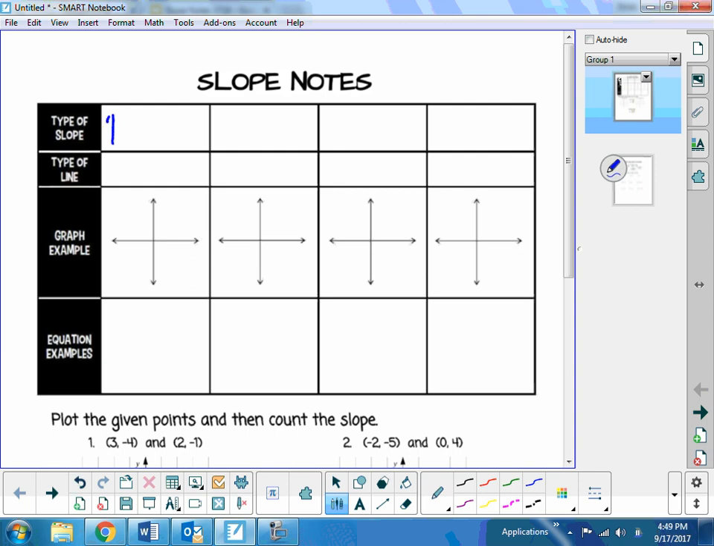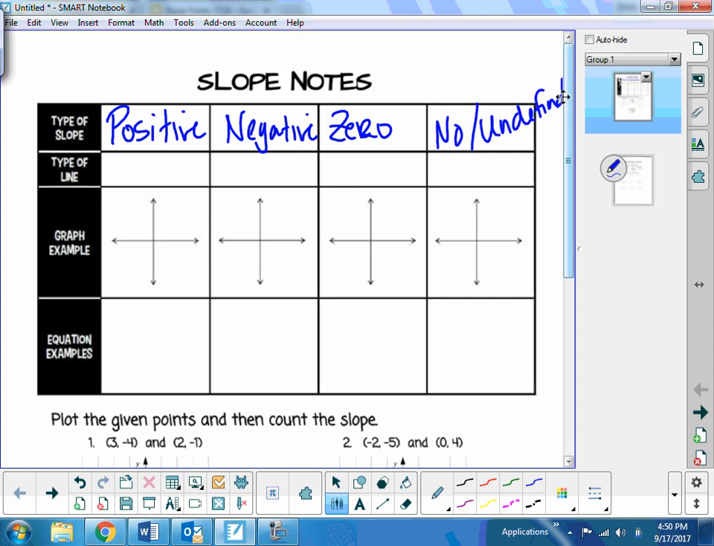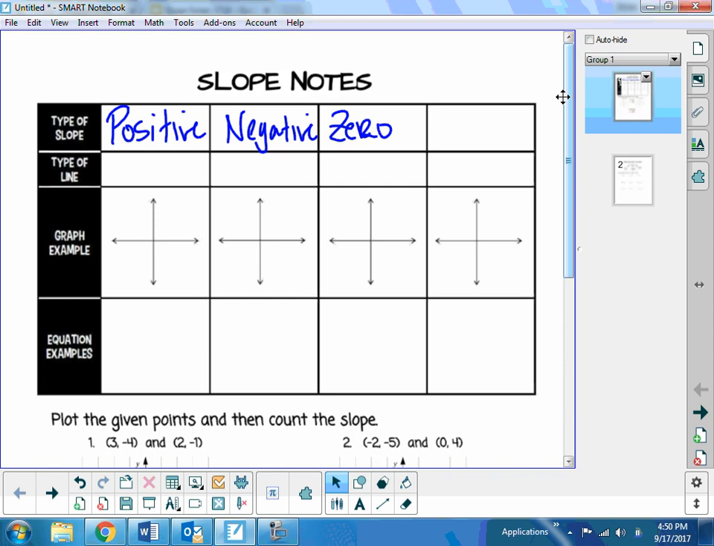We have positive slope. We have negative slope. We have zero slope. And then we have no slope, or it can also be called undefined. Both terms are correct. I kind of ran out of room there. They're interchangeable. Some people say one, some people say the other. Neither one is incorrect.